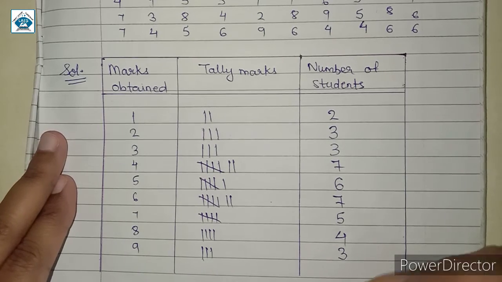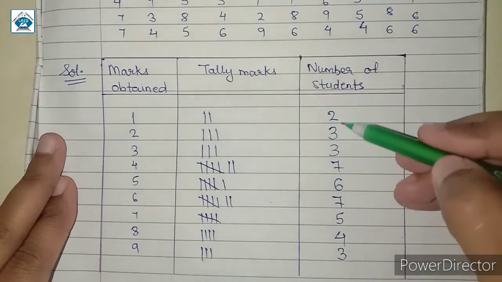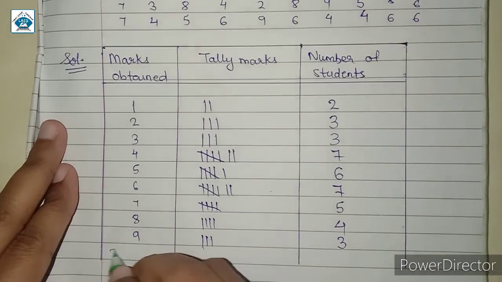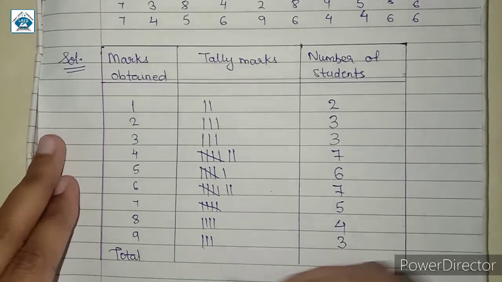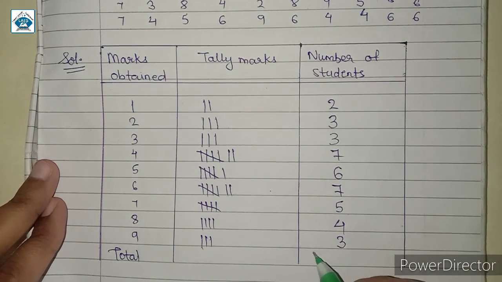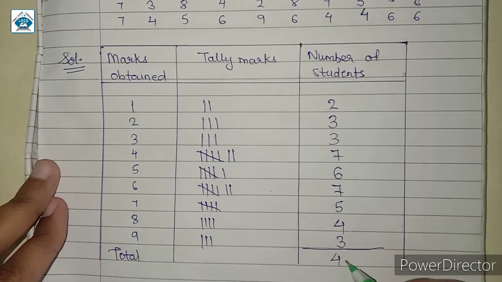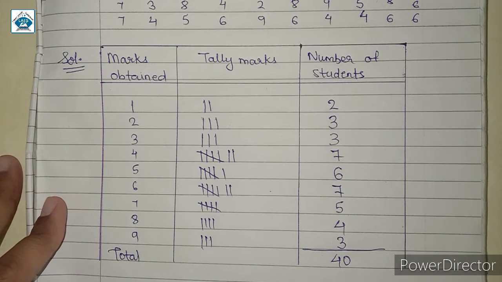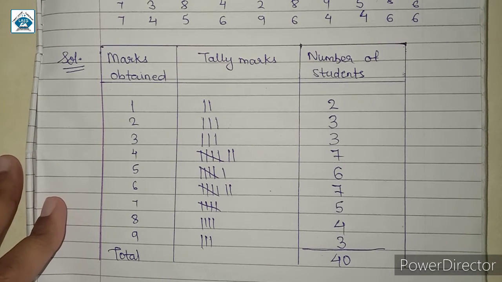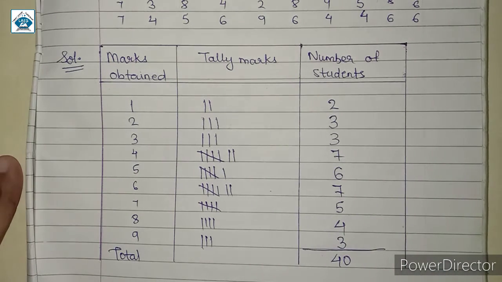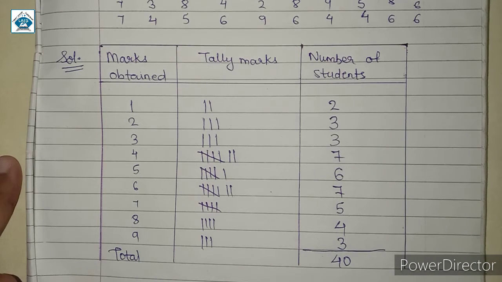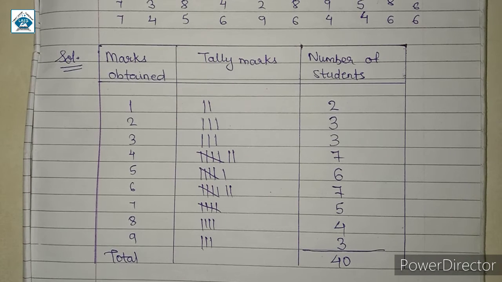So just to be sure that you have counted all these numbers, we can take the total of these marks, and when we find the total, then we can easily count and verify that it is equal to 40, because initially in the question it was given that the marks of 40 students are given. So if the total is not equal to 40, then you must have left out some of the numbers. So you need to recheck the tally marks and then write the correct number of students.